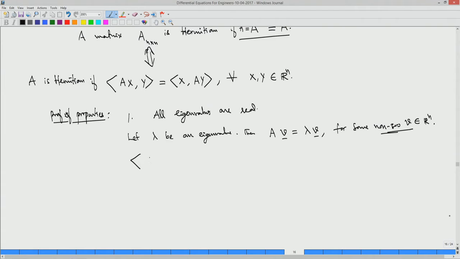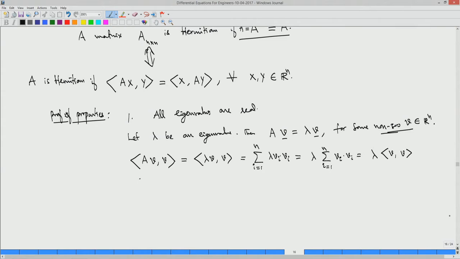So, given that A is Hermitian, consider A v dotted with v. This is equal to, because A v is lambda v, lambda v dotted with v. Lambda is a constant, so you can take it out. What is the definition of this dot product? It is the sum for i from 1 to n of lambda v_i times v_i bar, which is the modulus of v_i squared. So, lambda comes out, and you have the sum over i from 1 to n of v_i times v_i bar. So, this gives you lambda times the dot product of v and v.